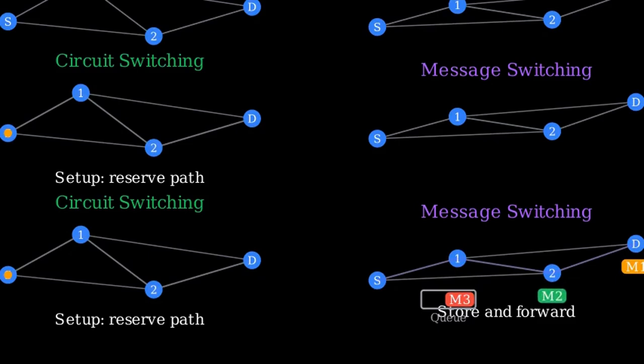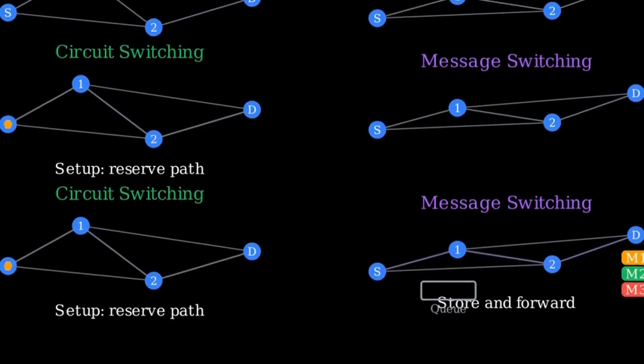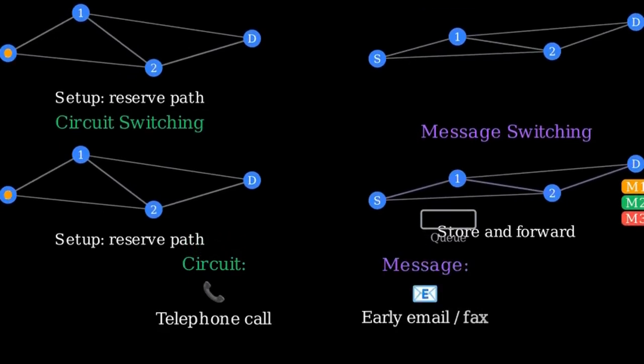For example, circuit switching is like a traditional telephone call, where a dedicated route is set up end to end. Message switching is like early email or fax store and forward, where each complete message hops along and can wait in queues on the way.